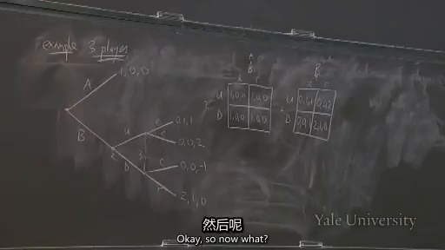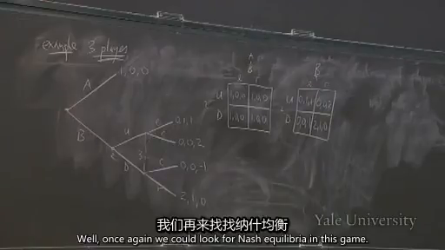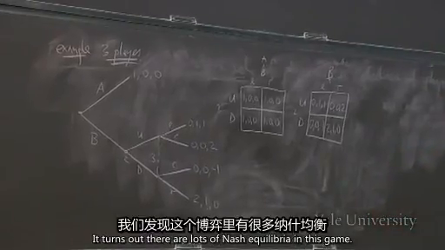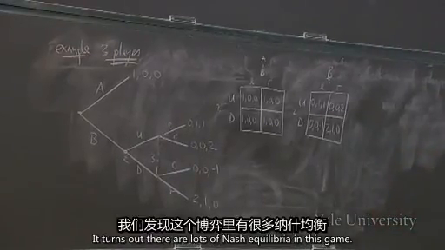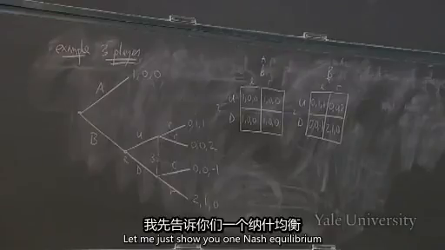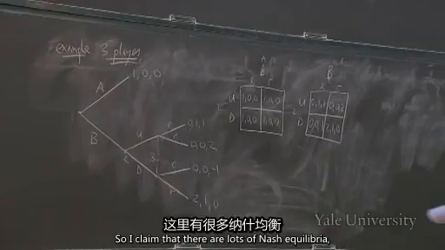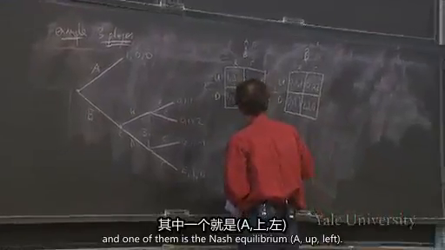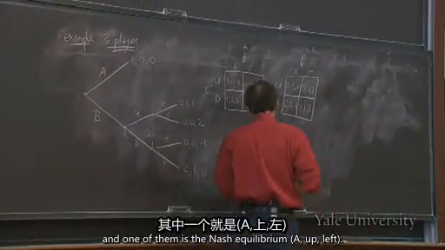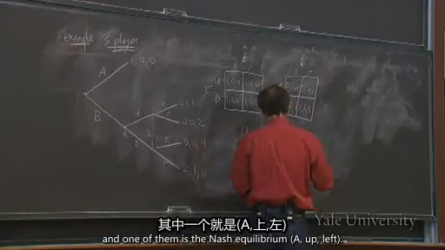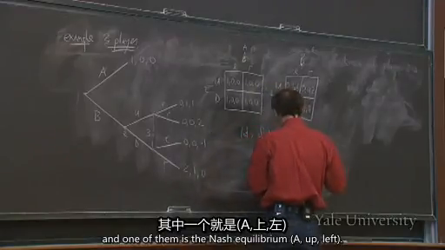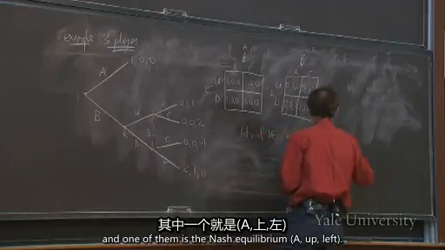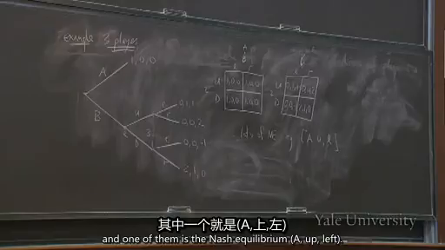Okay, so now what? Well, once again, we could look for Nash equilibria in this game. It turns out there are lots of Nash equilibria in this game. Let me just show you one Nash equilibrium and then we'll talk about it. So I claim that there are lots of Nash equilibria, and one of them is the Nash equilibrium A, up, left. A up left.